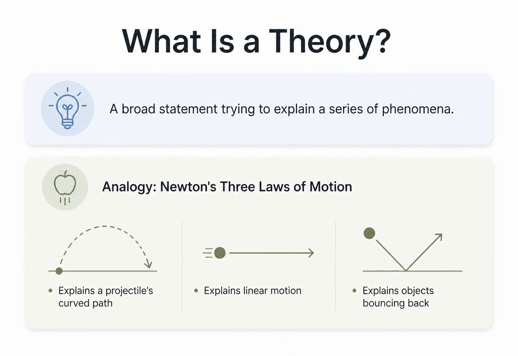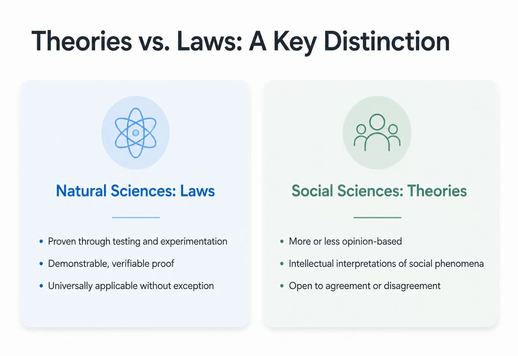Those 3 laws alone can explain the behavior of any moving object, whether it's a ball thrown in a curved path, a car driving in a straight line, or an object bouncing off a wall. In the social sciences, a theory serves the exact same purpose, one general statement that can explain numerous diverse social phenomena. Now, it is crucial to distinguish between theories and laws.